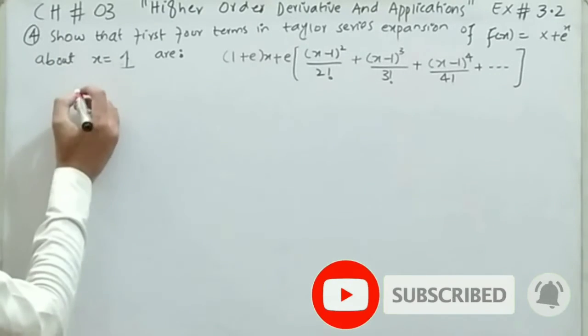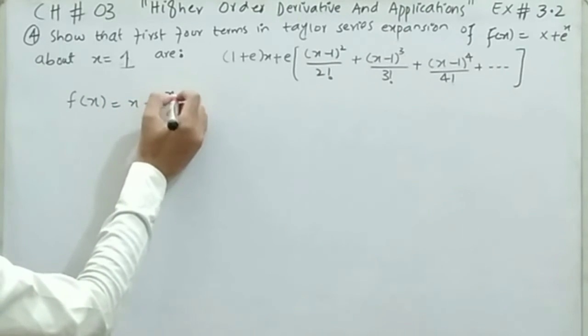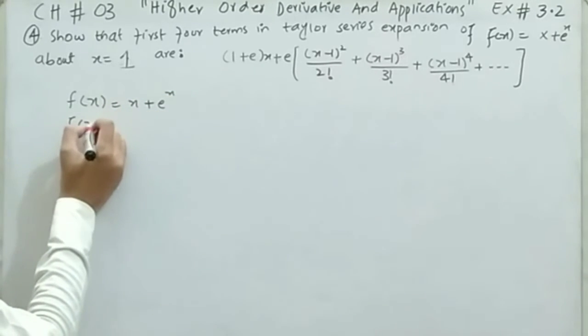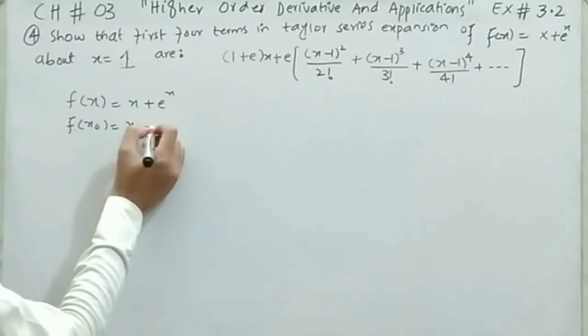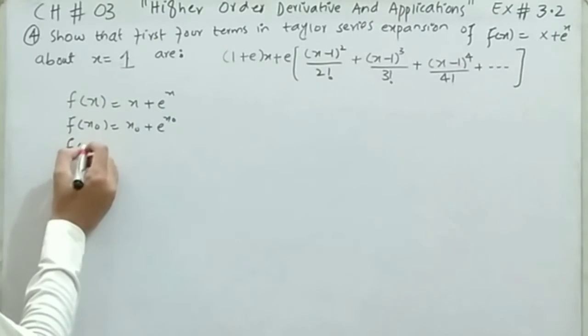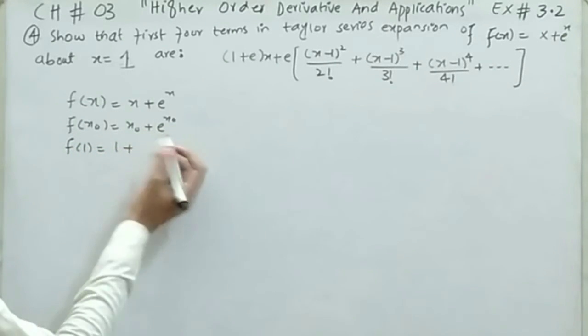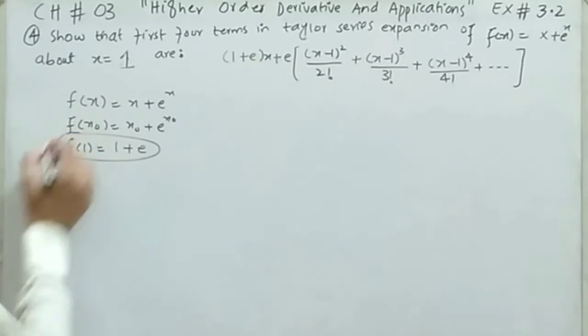Taking the given function f of x is equal to x plus e raised to the power x, replace x with x naught, so f of x naught will be equal to x naught plus e raised to the power x naught. Our x naught is equal to 1, so f of 1 will be 1 plus e to the power 1, which gives us e. So f of 1 is equal to 1 plus e.